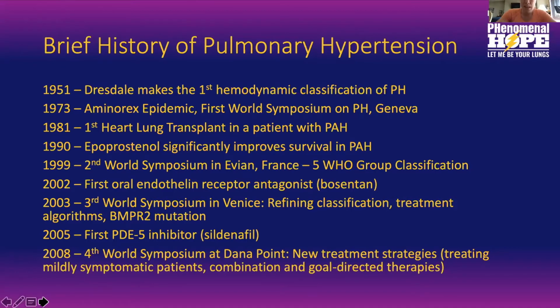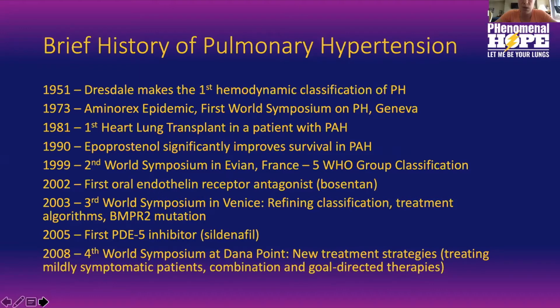In 1990, we saw our first medical therapy when epoprostenol was the first drug to significantly improve survival in PAH. And then in 1999, we had the second World Symposium, and that's where we come up with the 5 World Health Organization group classification system. We had our first oral medication as recently as 2002, and that was Bosentan or Tracleer, if some of the members of the audience are familiar or on that medication.